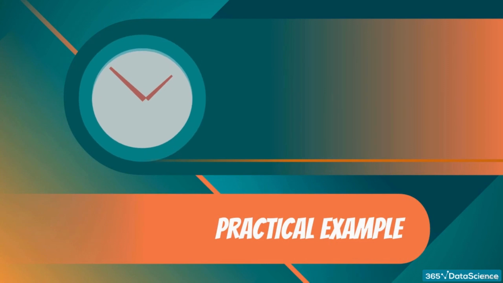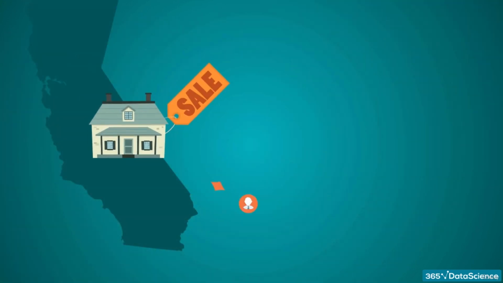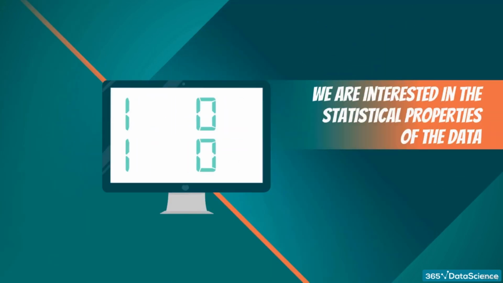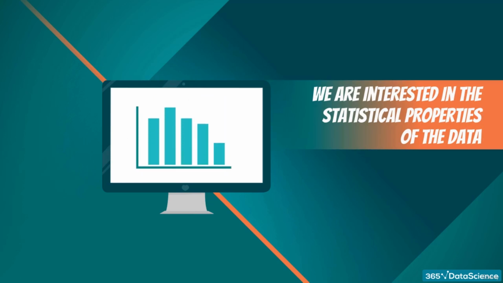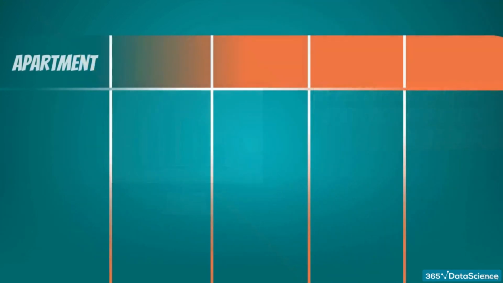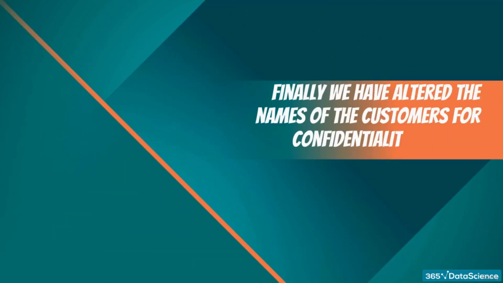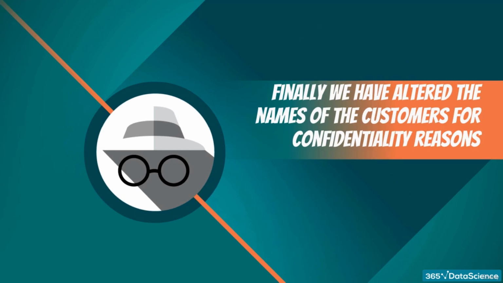Finally, it's time for the practical example we've been talking about. In this lesson, we will see an actual database of a real estate company operating in California. All right, we are interested in the statistical properties of the data. That is why we have reordered the database, cherry-picked variables, and then imported these in a spreadsheet. The labels of the columns have been made friendly even for those of you who do not have any experience with real estate. Finally, we have altered the names of the customers for confidentiality reasons.